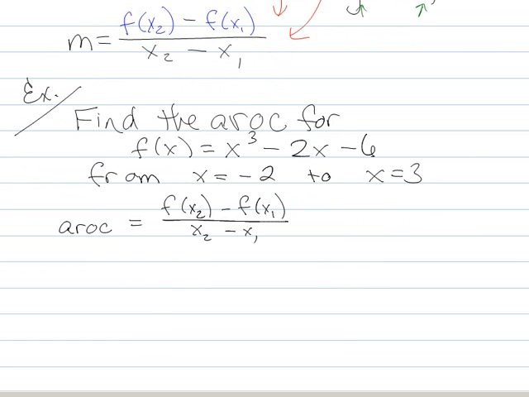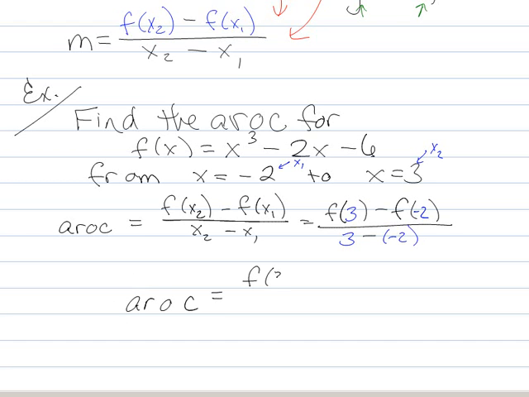All right? So we can just label these. I'll call this one my x1 and x2. So what I've really got is f of x2 minus f of x1 all over x2 minus x1, right? Got it? So this is what we're looking for. So what we really have now is my average rate of change is going to be f of 3 minus f of negative 2 all over 3 plus 2, or 5.